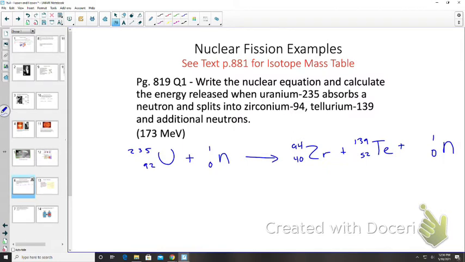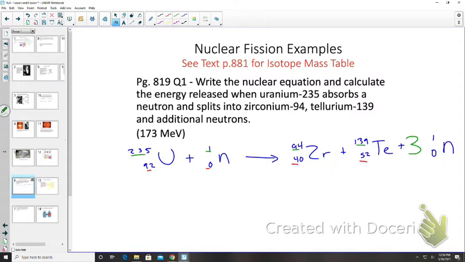So if we look at our atomic numbers going in, I have 92 and 0, and going out I have 40 and 52. So those are balanced. Okay? Mass number going in, I have 235 and 1, so 236. And I also have 94 and 139. So 94 plus 139 equals 233. So for this to be balanced, I need to have 3 neutrons. Right? So 3 times 1 is 3, plus 139 plus 94 equals 236. Okay? So this is our reaction.